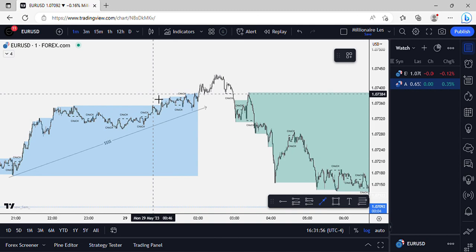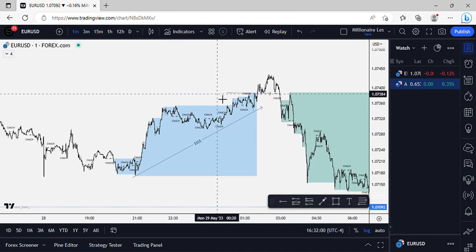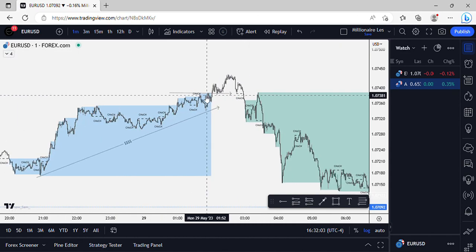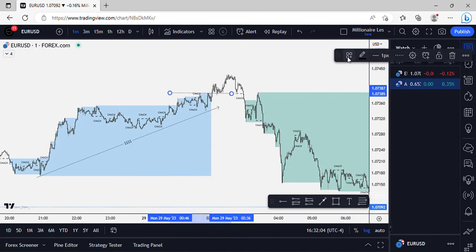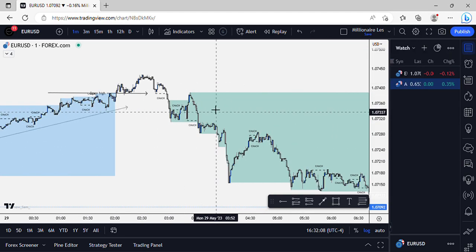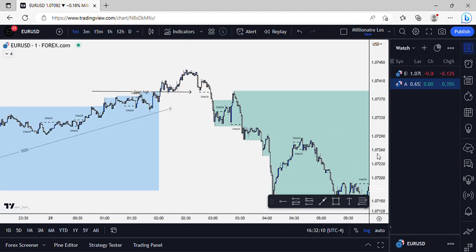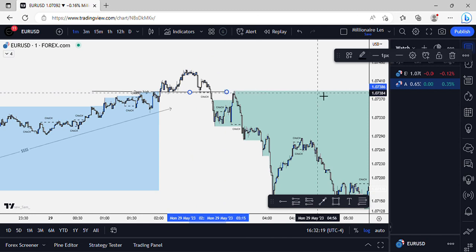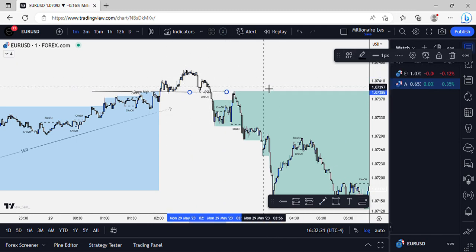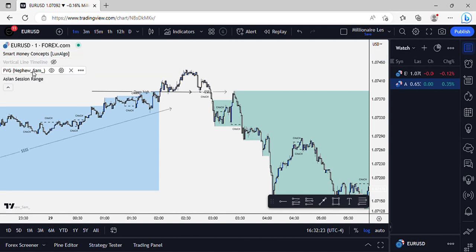All right, which is right here. Boom, had a liquidity sweep. And then I set my alert to hit me with a change of character, which is right here. And as soon as I got that change of character, I have to go back.